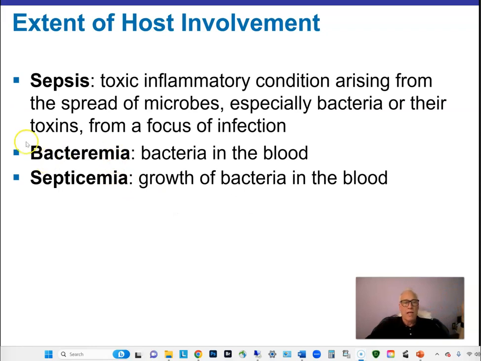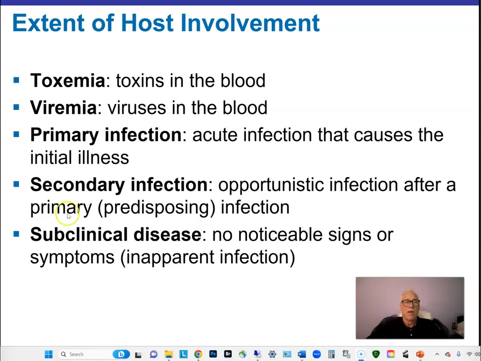You can have bacteremia momentarily after a bowel movement or after a dental procedure. Hopefully those bacteria will be immediately swept away by macrophages and so forth, and you won't persist. You won't progress to septicemia. Very unlikely.